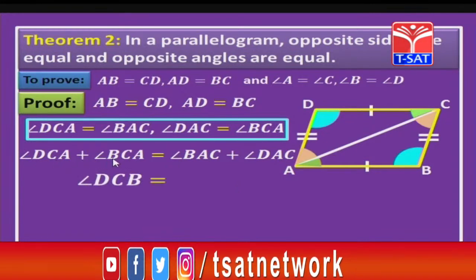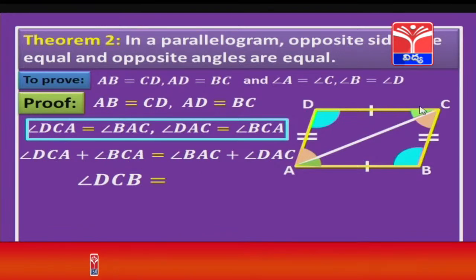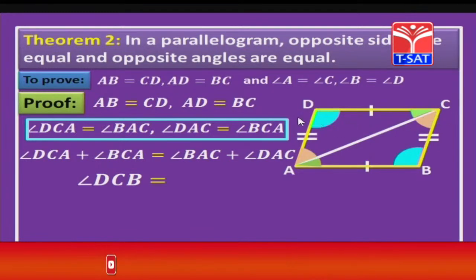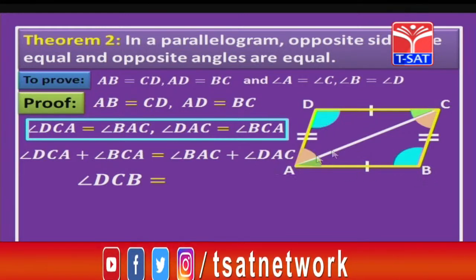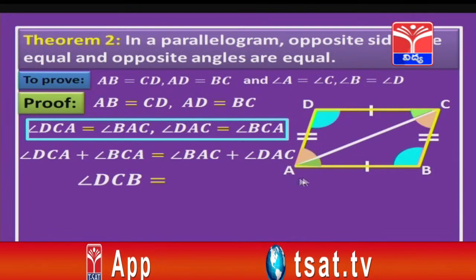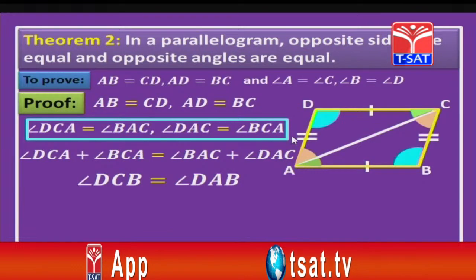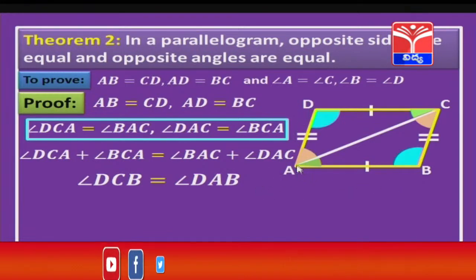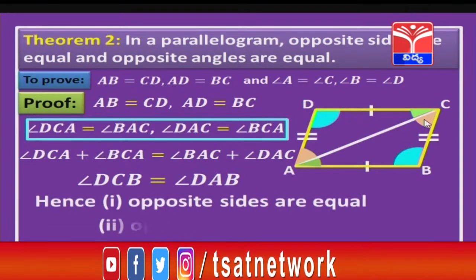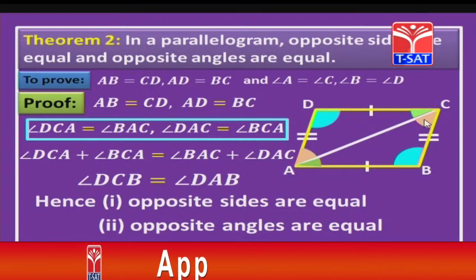So, DCA plus BCA, DCA this part, and BCA, so this part. So, sum of these two is what? Angle C, right? That is, I can write DCB. Then we are adding, so BAC this part, green part, and DAC, DAC is again this part. So, sum of these two angles is what? This one, A. I can write that as angle DAB. So, now we have proved angle A and angle C are also equal. So, hence I can say opposite sides are equal and opposite angles are also equal.